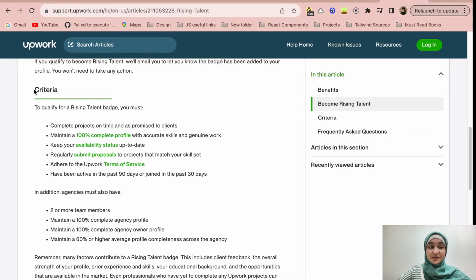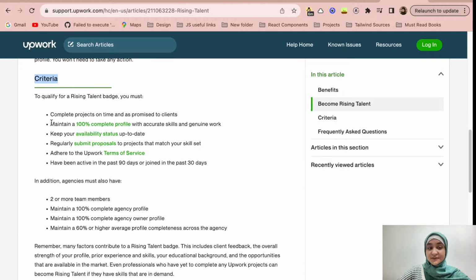Now the criteria, what you should have in order to get Rising Talent. When you are new and have a new profile, you will focus on this one. The first thing, like we talked about in our first video, is to have a 100% complete profile. Make sure that it's full. The next thing is to keep your availability status up to date. You can set your availability as needed or 30 plus hours a week. Update it in the settings, make sure.